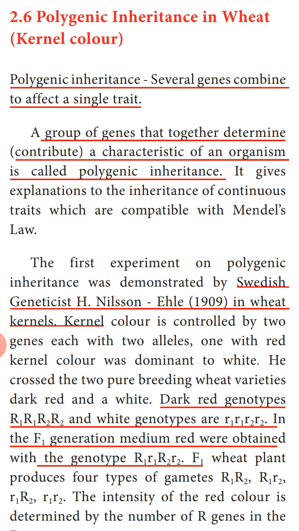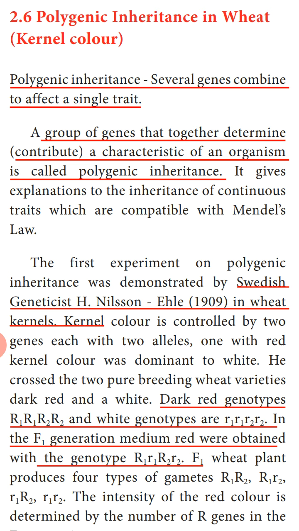So here Nilsson Ehle crossed a pure breeding wheat variety, dark red, and a white. So here they crossed the pure breeding varieties of red and white plant. Pure breeding, we know, generation after generation will produce the same type of plant. They are called pure breeding. So a pure breeding dark red and a white plant were crossed.